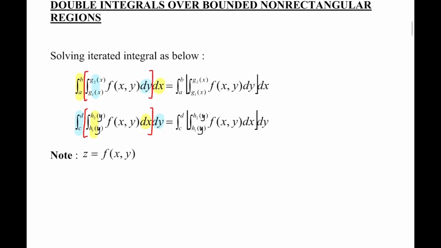So let's look at this example. The limits are already given. If I ask you, what is the region of this? Is this a non-rectangular region or is it a rectangular region? Obviously, this is not a rectangular region. Why? Because of the limits there. You can see that not everything is constant, so that means the region is non-rectangular. So let's solve this.